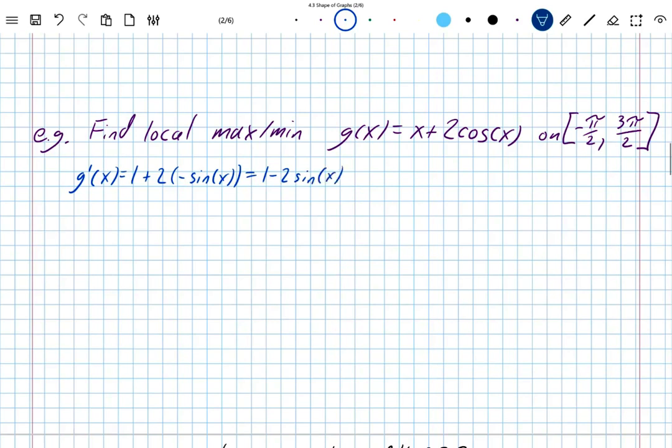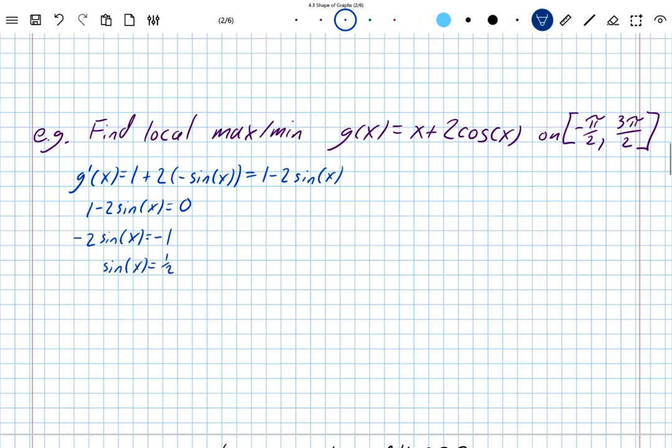All right, we want to know, when does this equal 0? Because we want to know, when is it positive or negative. So 1 minus 2 sine of x equals 0. Do you know how to solve this? Let's solve for sine of x. If I bring the 1 over, negative 2 sine of x equals negative 1, and then I divide through and I say sine of x equals a half.